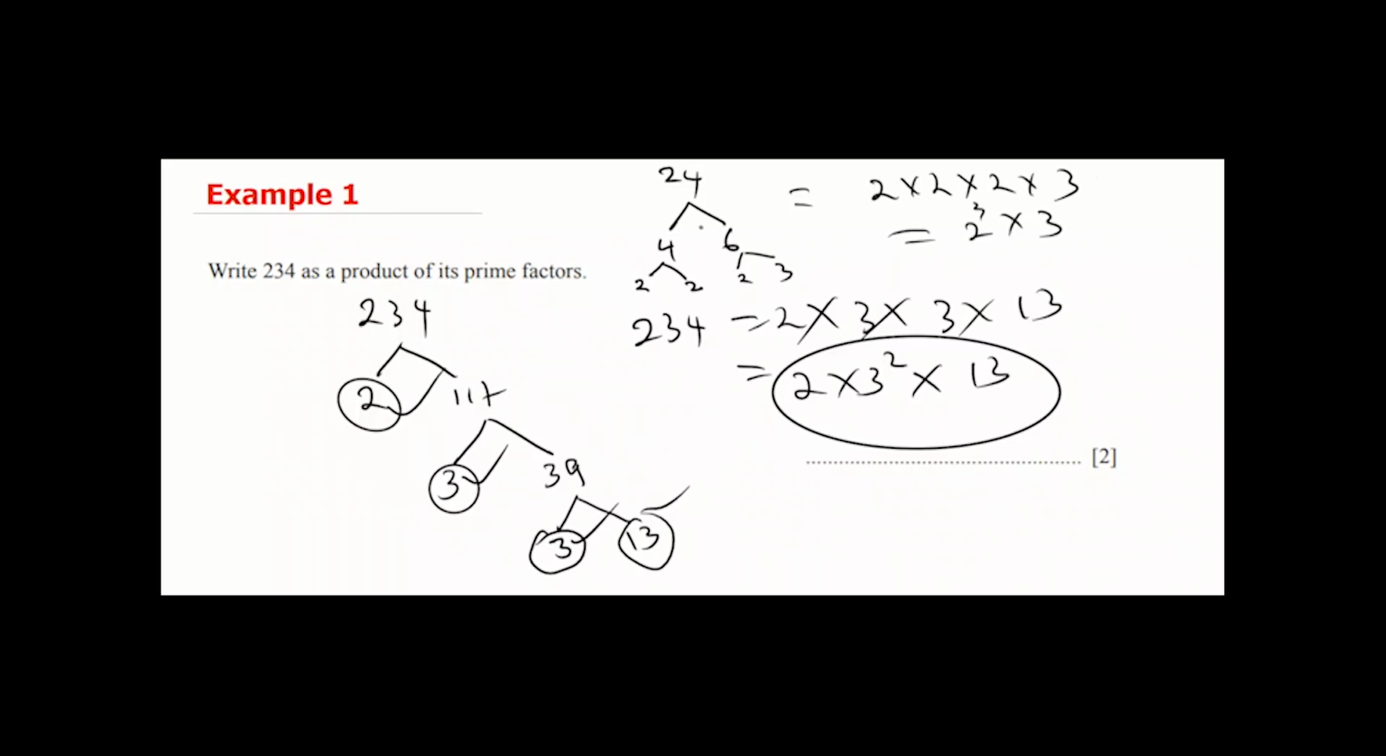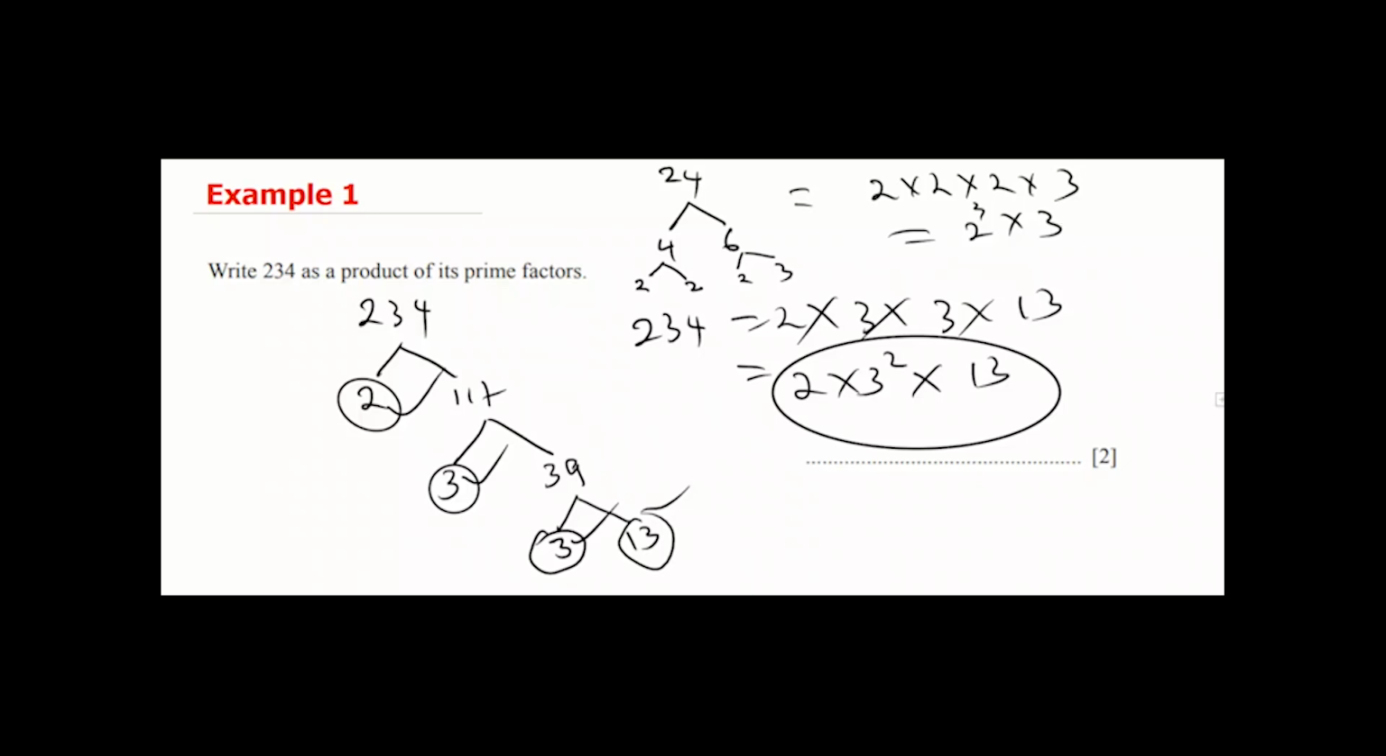3. So you can make use of any product, and in as much as you still break them into prime numbers, it is possible. So you can use 4, you can use 6, you can use any number. In the long run, we'll continue to break them until you have only prime numbers.